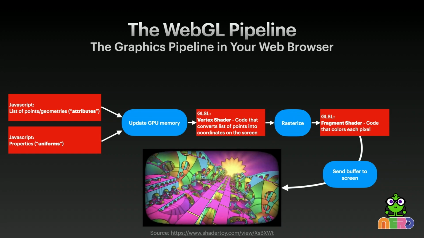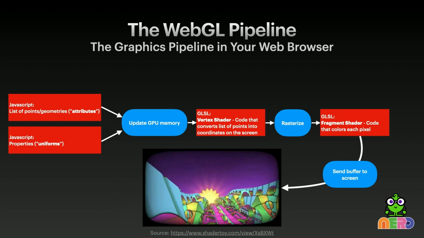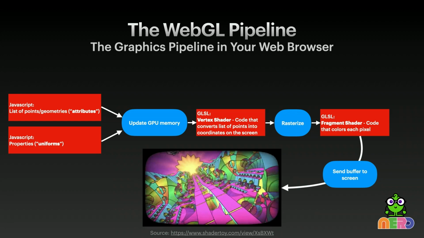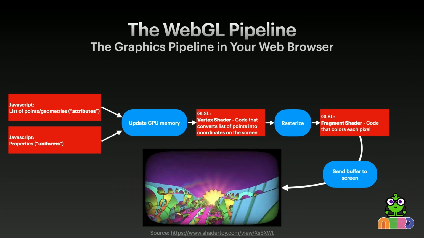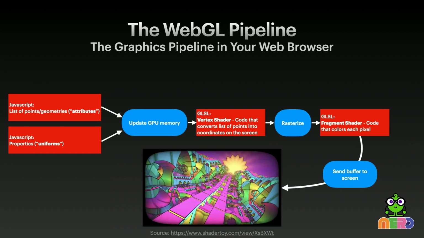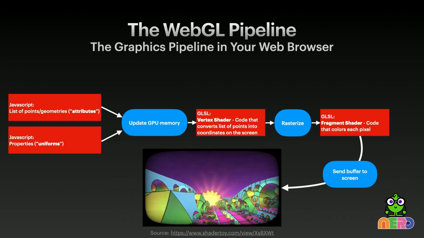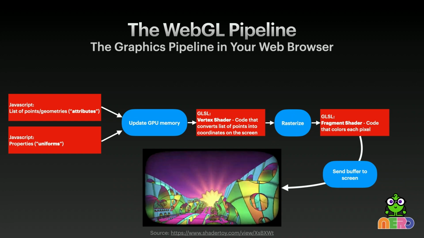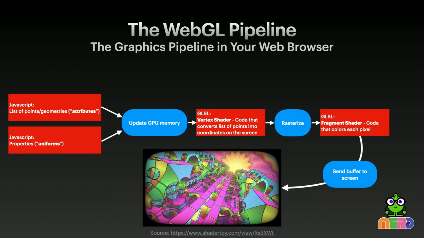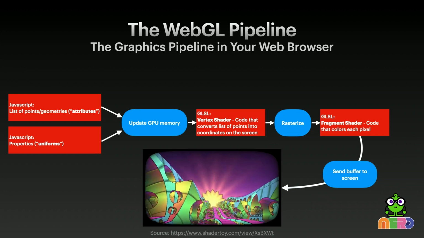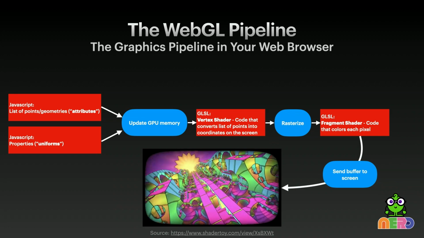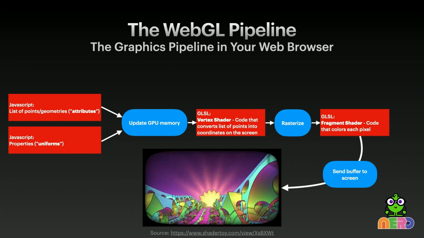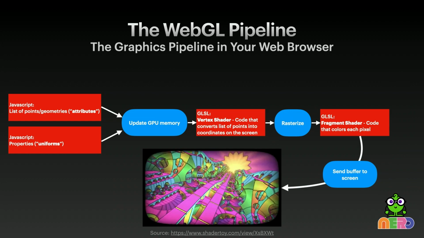Then it gets rasterized. That means all of those points, which might be floating point numbers that just exist in space, get converted to a single unit, a pixel on the screen. And then each one of those pixels goes into the fragment shader, and that says, what color should this pixel be? That's all it does. For any given pixel, what color should it be?